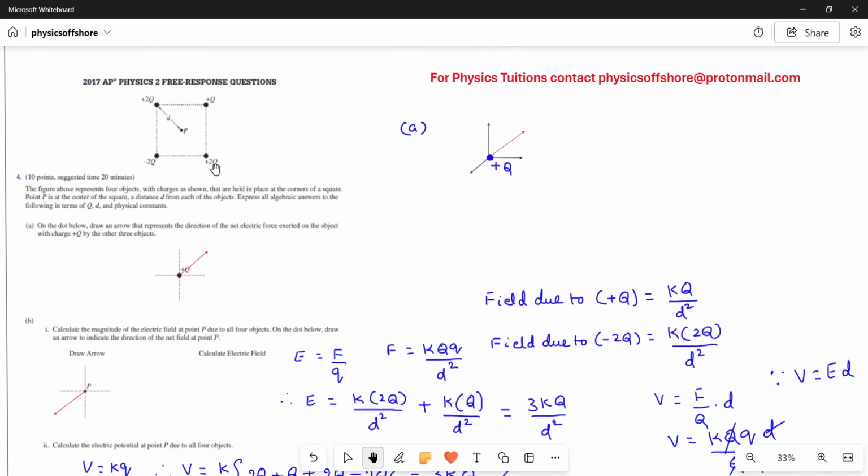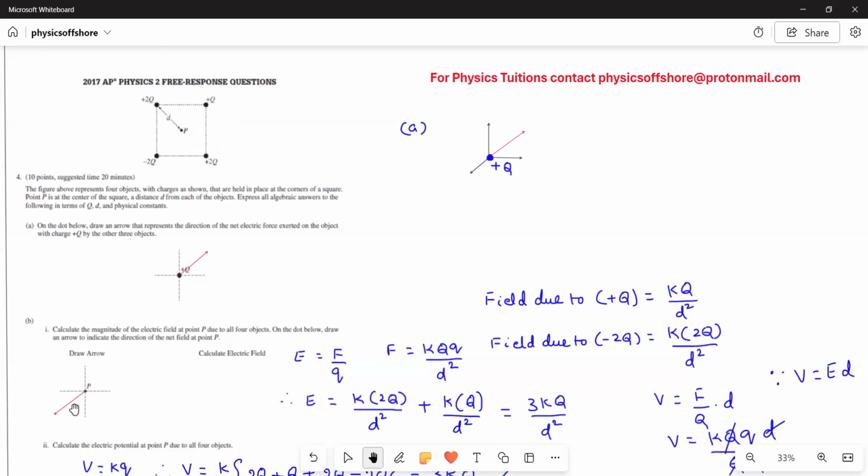You see here, the field due to plus 2q and plus 2q. These are exactly opposite, in the opposite corners. So this direction cancels out, and only the electric field due to these two charges matters, because these are unequal and opposite charges. Obviously, this one is more. The direction will be in this direction.